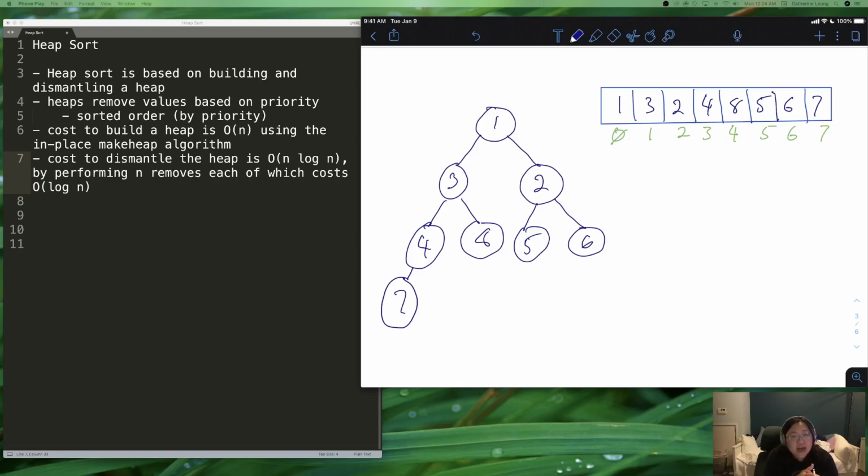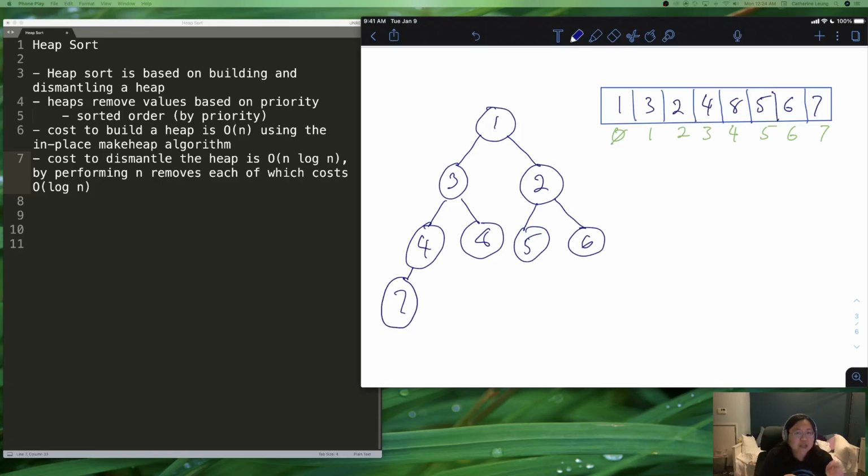And the reason for that is because remember, when we do a removal, we remove based on priority. So we take out the numbers based on their priority. Highest priority is removed first, second highest is removed second, third highest is removed third. So if we think of our values as priority values, we get our values from highest to lowest priority. And that's how we do our sorting.